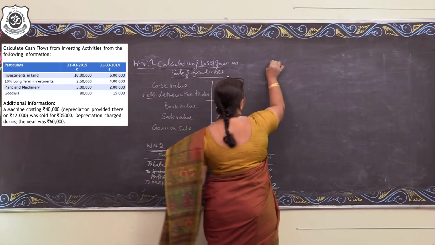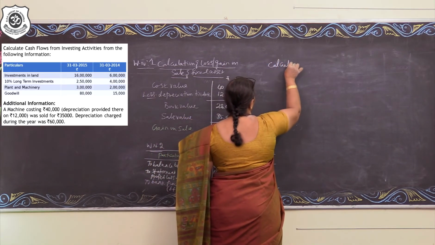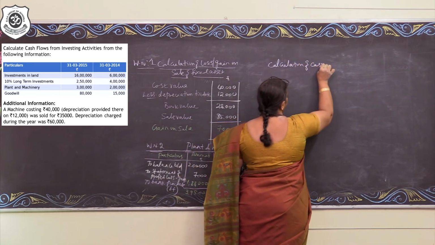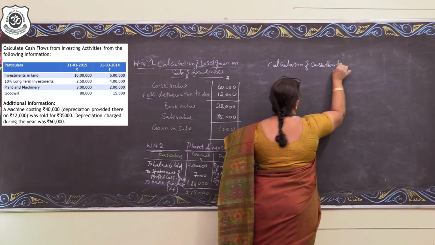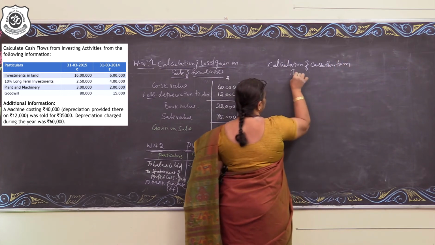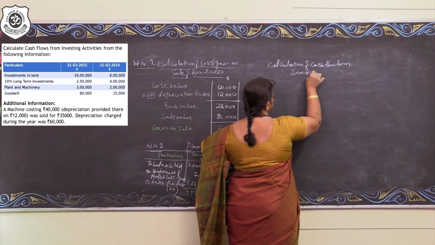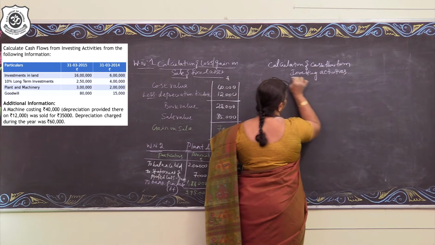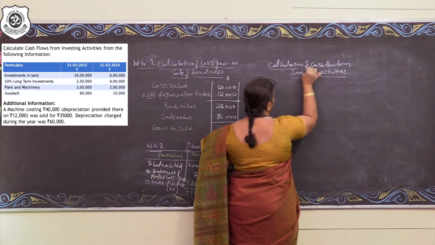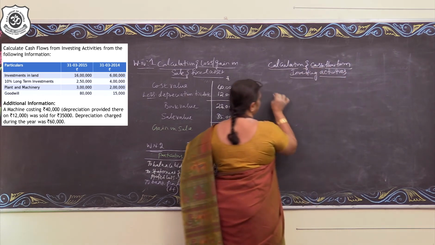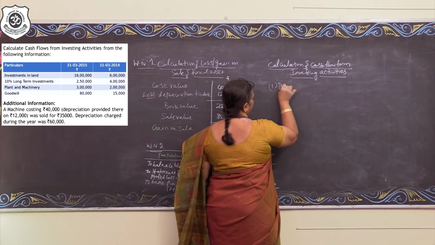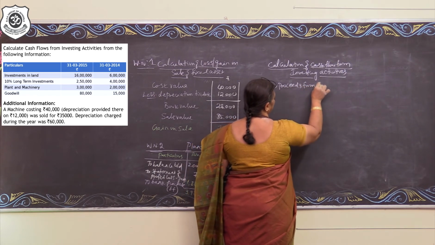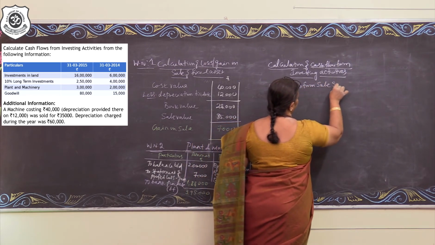Now we are going to show the calculation of cash flow from investing activities. Cash flow from investing activities. Number 1, proceeds from sale of machinery.